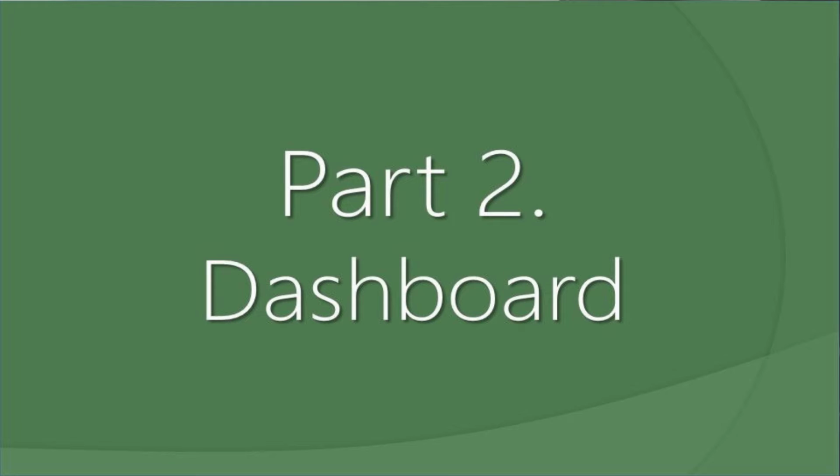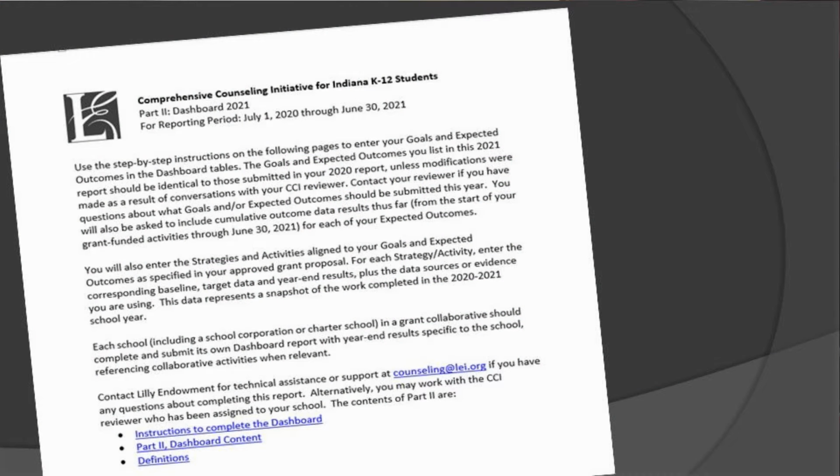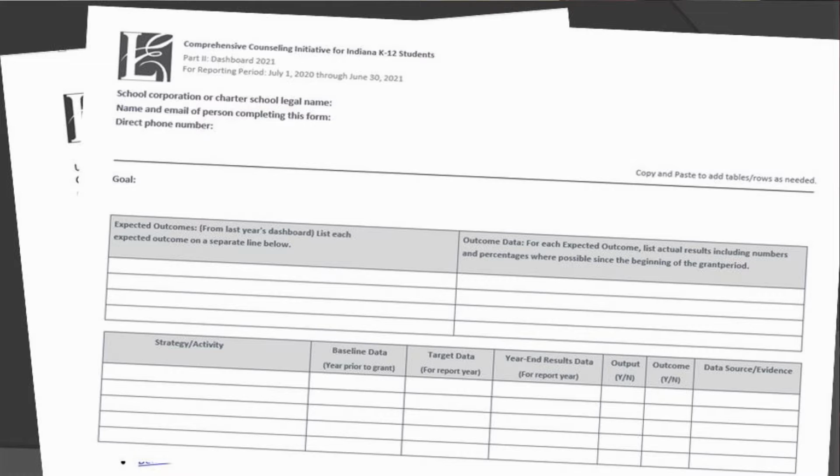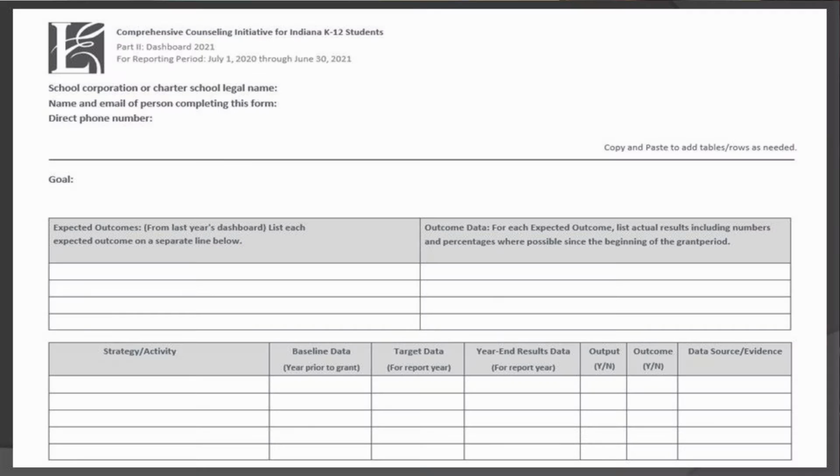Your designated CCI contact received two Microsoft Word documents related to the dashboard, one with instructions, the other with formatted tables for entering student and program data into the dashboard to complete part two of your annual report. All grant recipients, including school districts in a grant collaborative, should complete and submit a dashboard report. The dashboard form you will use looks like this.